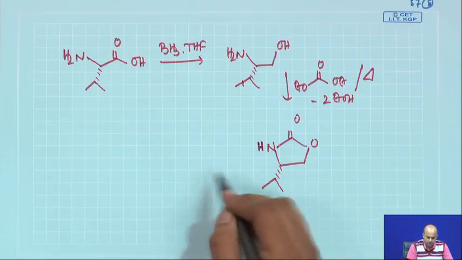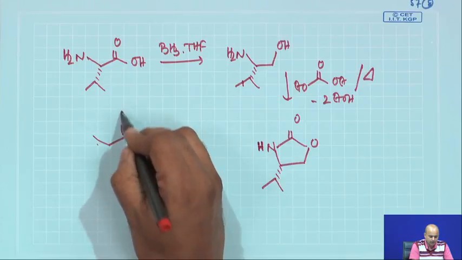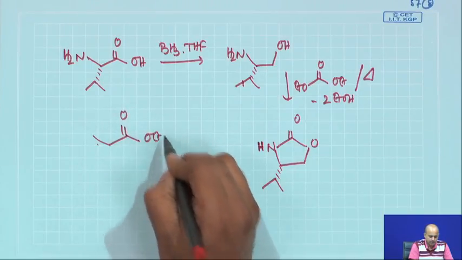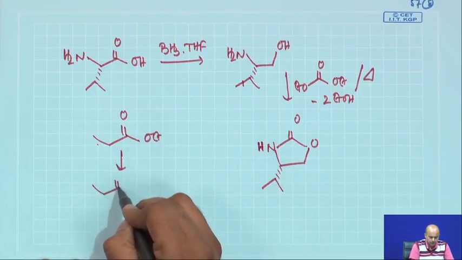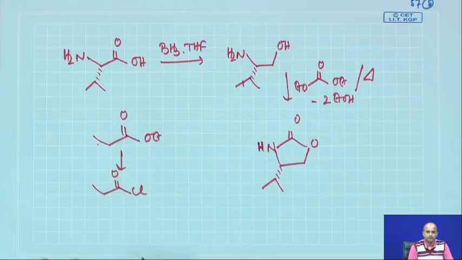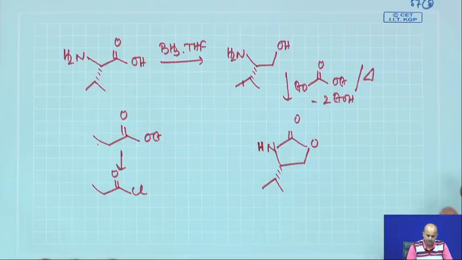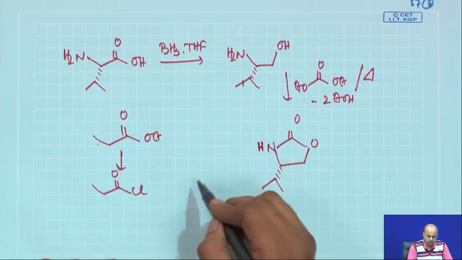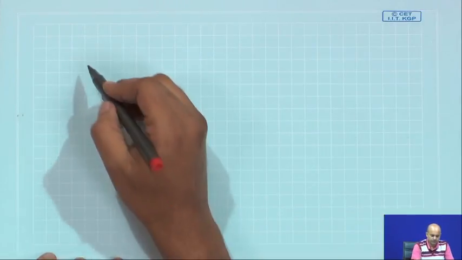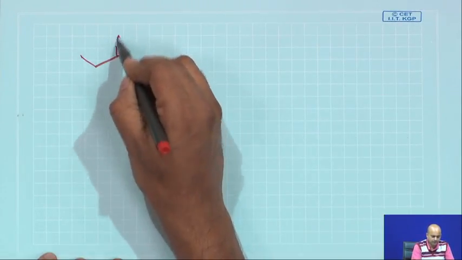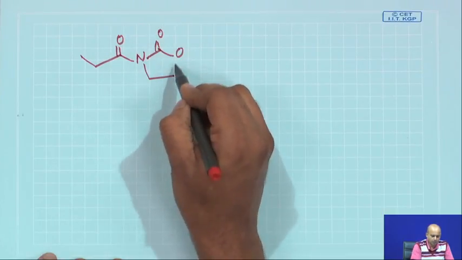nitrogen. So, now your compound is having, I have given you a propionate. This propionate you can easily convert to the corresponding propionyl chloride. Now, chloride and amine can easily be coupled. So, once you couple this chloride and amine in the presence of a base, you can basically get this N-acyl oxazolidinone.